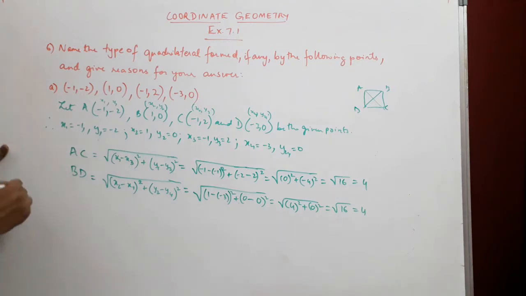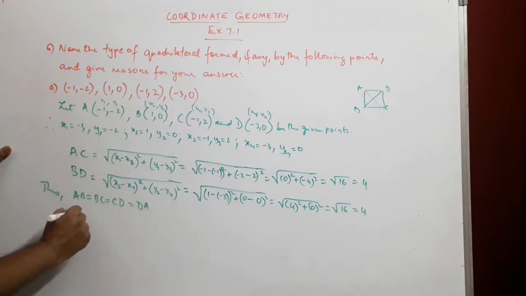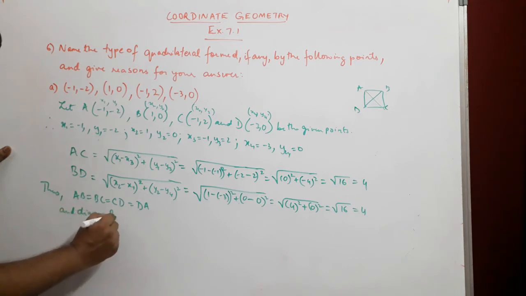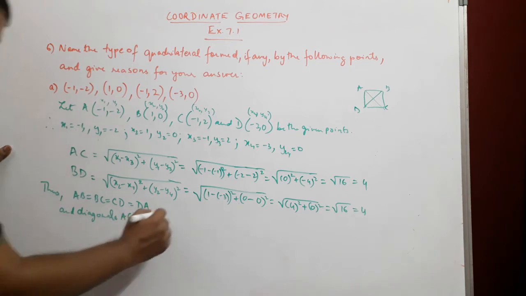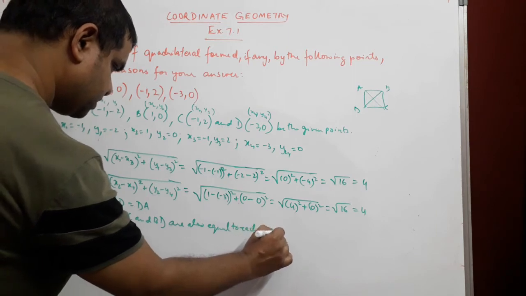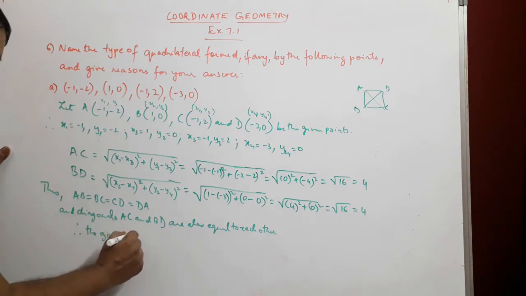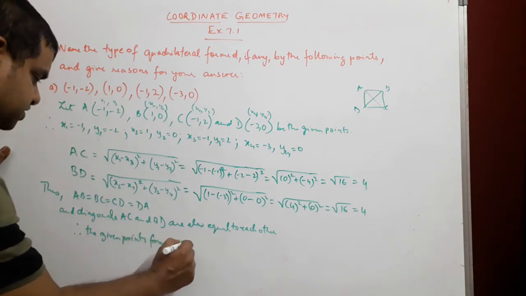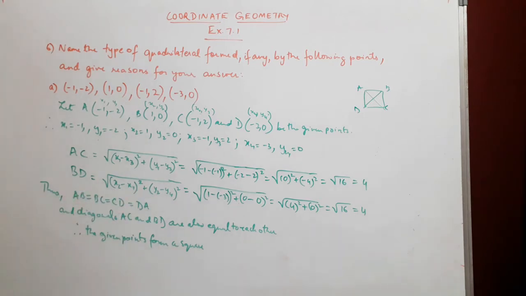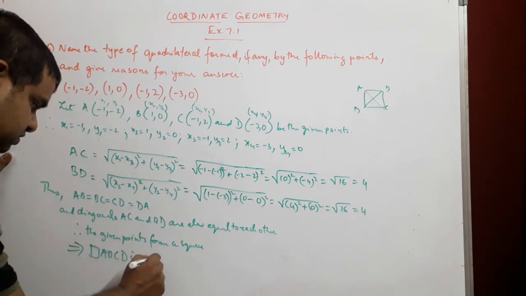So this clearly shows you, thus AB is equal to BC equal to CD equal to DA, and diagonals AC and BD are also equal to each other. Therefore, the given points form a square, okay, because all sides are equal and their diagonals are also equal. So therefore you can say this implies quadrilateral ABCD is a square.